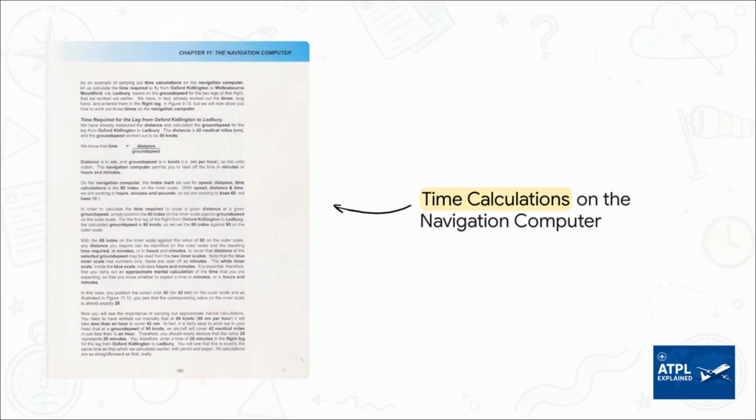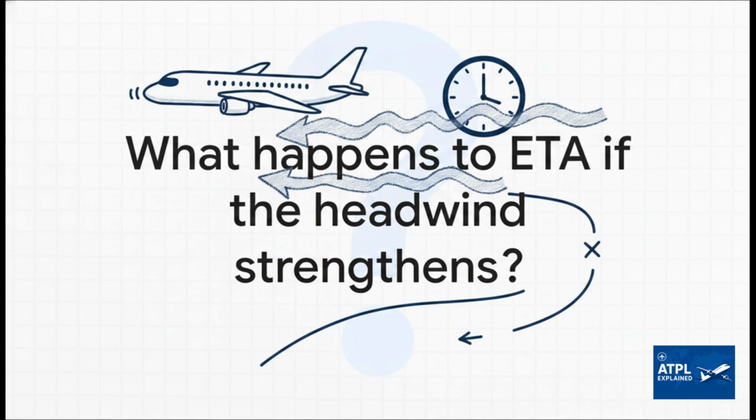Now, let's look at how we do this mechanically. On your navigation computer, or whiz wheel, you just align the 60 index on the inner scale against your ground speed on the outer scale. This immediately allows you to read off the time required for any given distance without having to do any painful long division on scrap paper. But let me ask you a question to get you thinking about real-world variables.